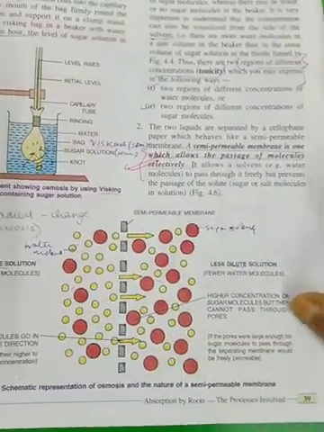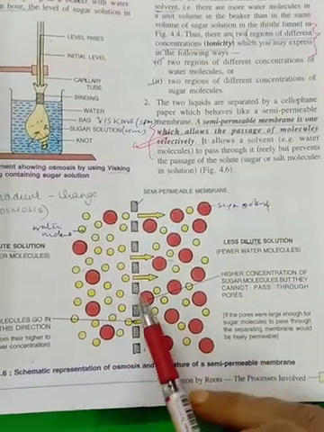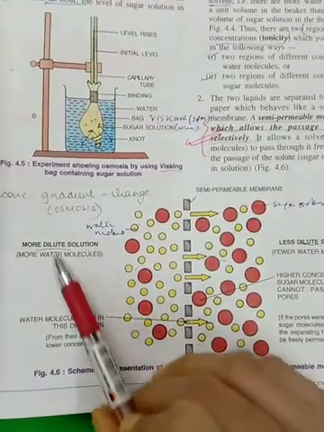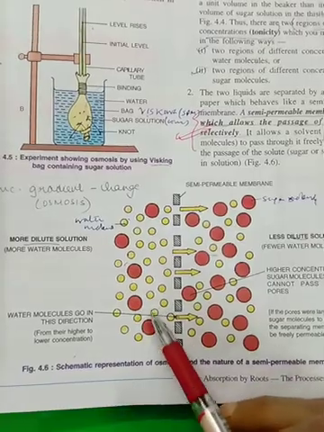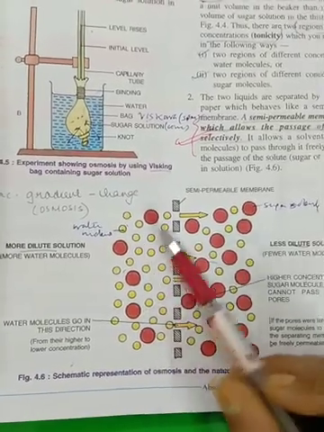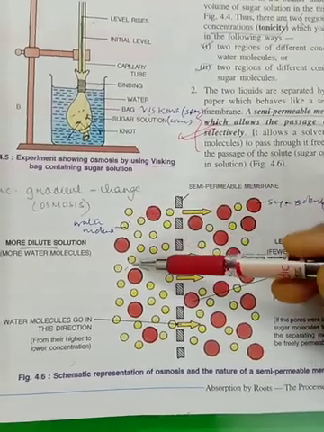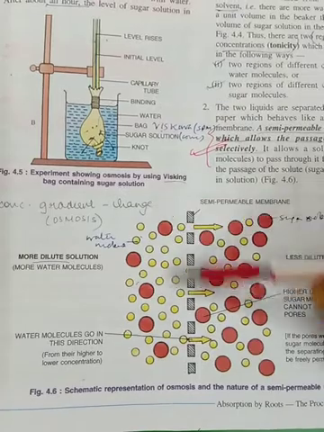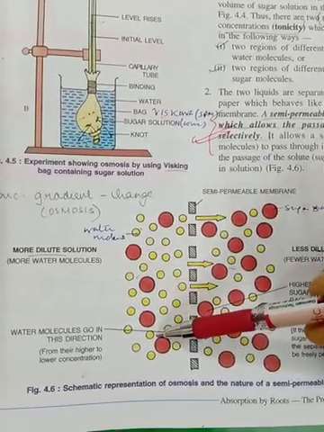This is a diagrammatic view of the movement of water molecules. The left side is depicting a dilute solution, right? Dilute means you can see the yellow molecules are water and the red are, let's say, sugar or salt molecules. So this is a dilute solution because there are more water molecules and less of sugar molecules.